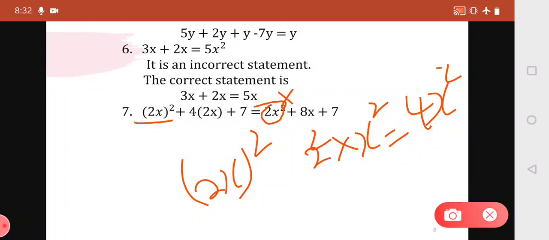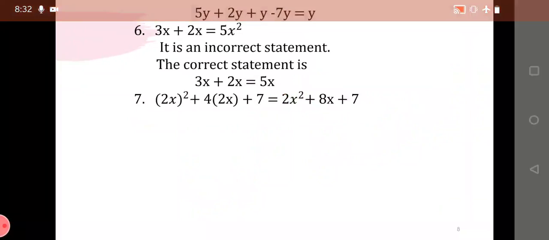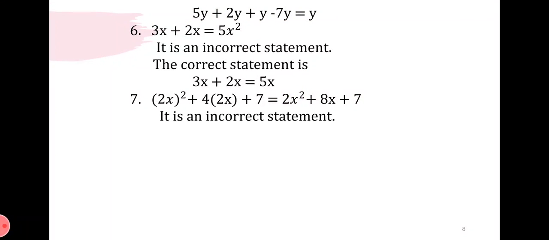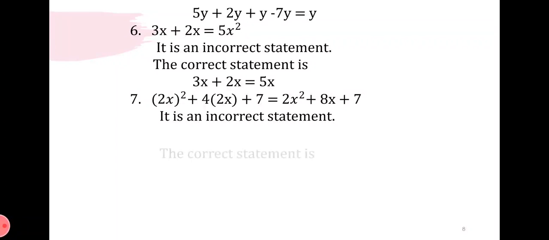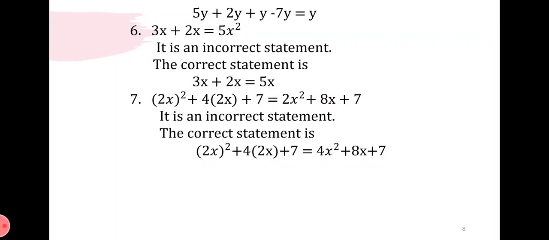Each factor should be squared separately. So 2 square, that is 2 2s are 4, and x square, that is x square. So we will get the term as 4x square. So it is an incorrect statement, and the correct statement is 2x whole square plus 4 into 2x plus 7 equal to 4x square plus 8x plus 7. The 8 is proper, 4 2s are 8, so it is 8x and 7 as it is.